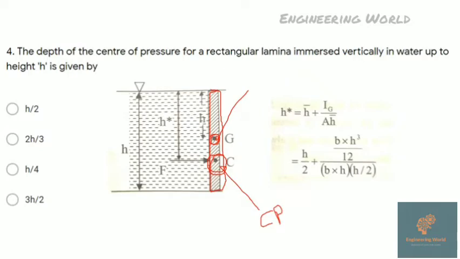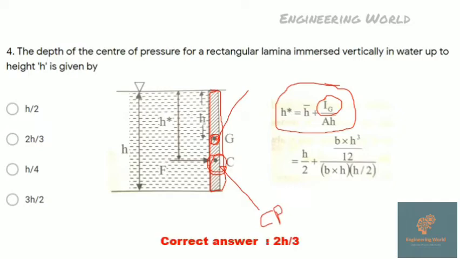There is one formula, and how it is derived we will see in the GATE IS 2021 lecture series. So in this formula, Ig is the moment of inertia of the surface about a centroidal axis parallel to the free surface of the water. So h bar is the center of gravity, A is the area, putting in we get 2h by 3.